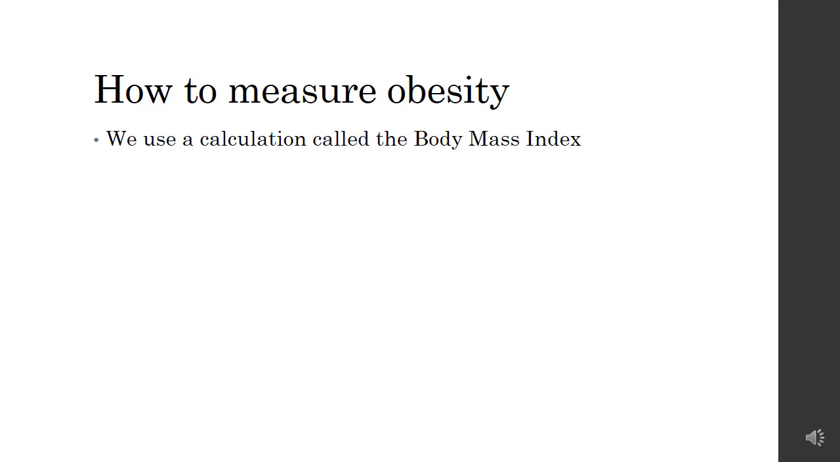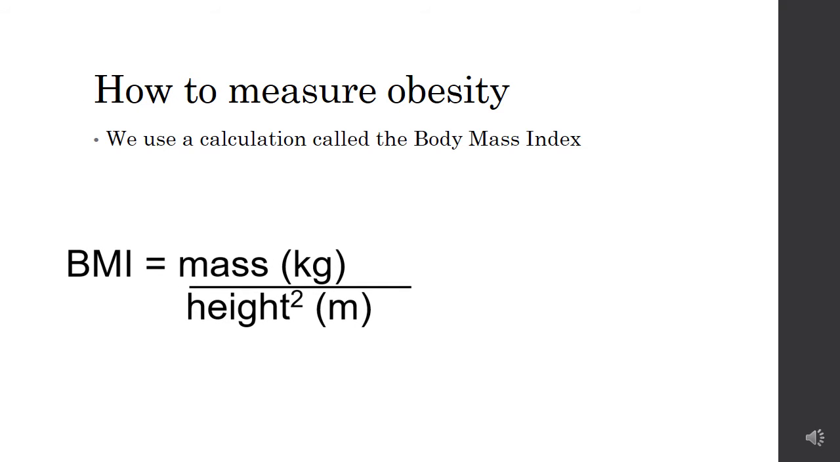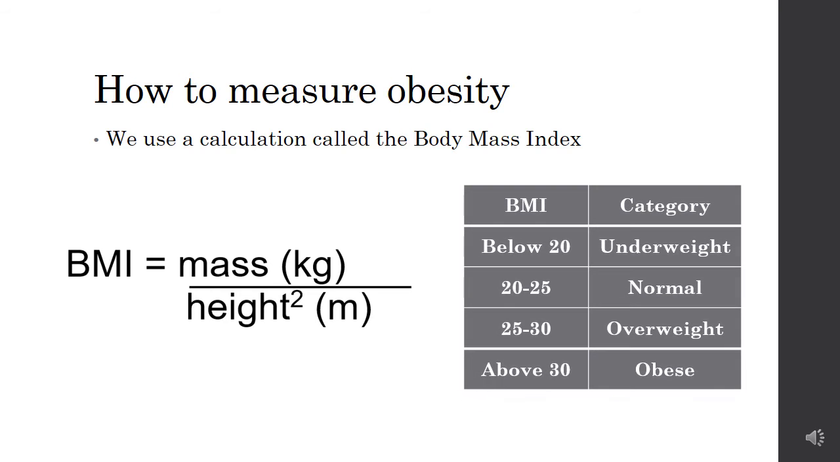One of the ways of measuring obesity is by using a calculation called the body mass index. The equation on the screen tells you how to calculate it. It's our mass divided by our height squared. The table shows the categories of your BMI values. According to medical professionals, below 20 is underweight, 20 to 25 is normal, and 25 to 30 is considered overweight. Anything above the figure of 30 is considered obese.